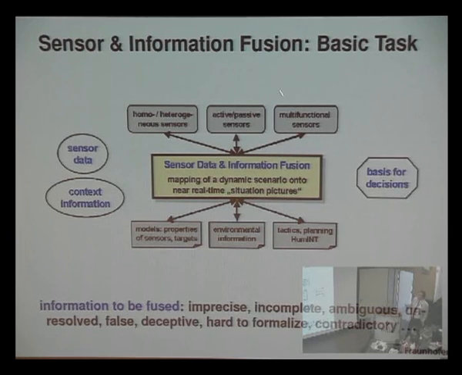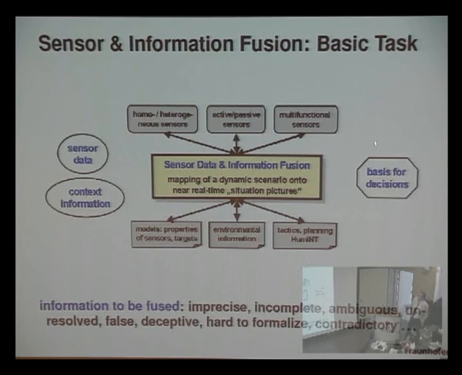We can distinguish active and passive sensors. Active radar is well known to you. We have here heard from Matthias Weiss. There's also passive radar, which does not actively emit radiation. Emitter localization is another example for passive radar.